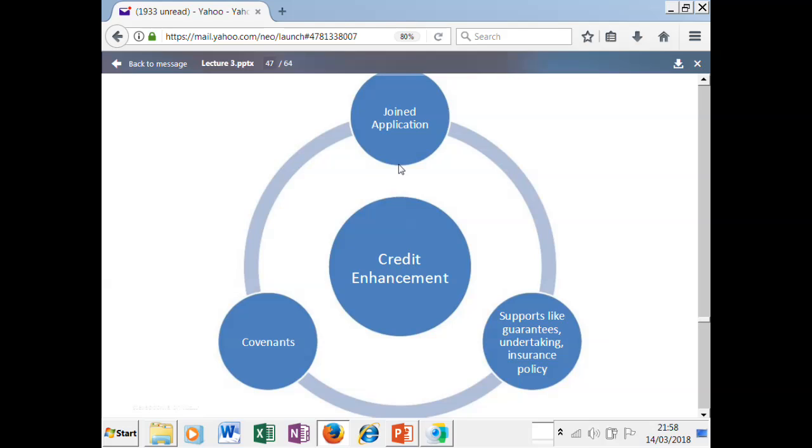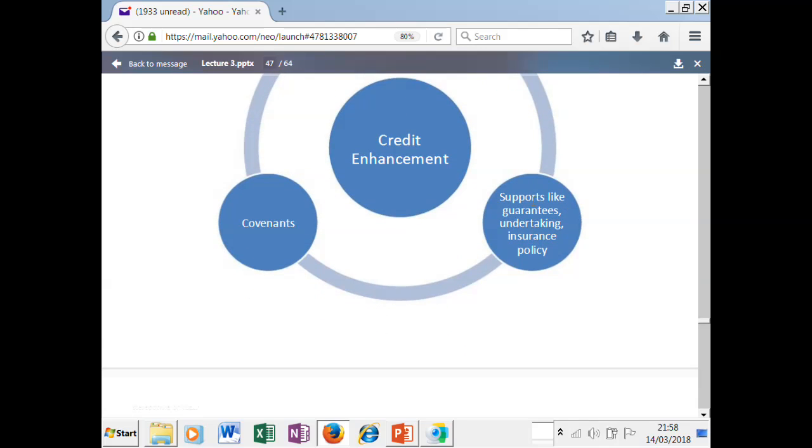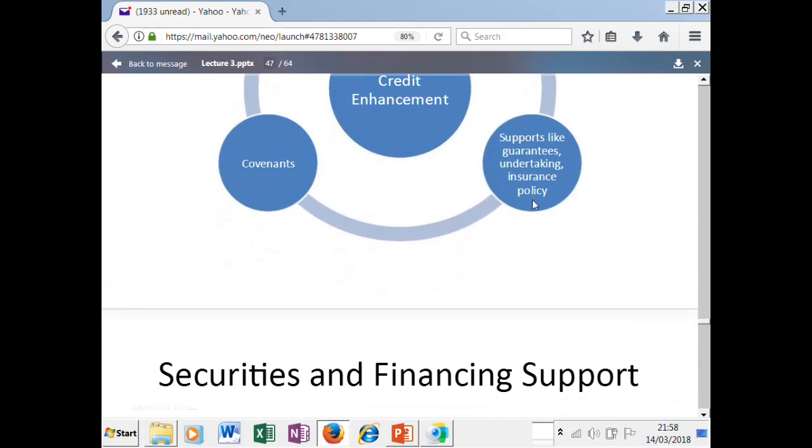Okay, so how you want to enhance kan? How you want to enhance? So, and then mungkin you have support like guarantees, okay? Guarantees, undertaking, insurance policy and so on. Okay? And covenants lah. Covenants ni ialah term lah ni, macam perjanjian apa semua tu. Tapi sebenarnya guarantees dah cukup. Okay, guarantor lah ni. Guarantor.